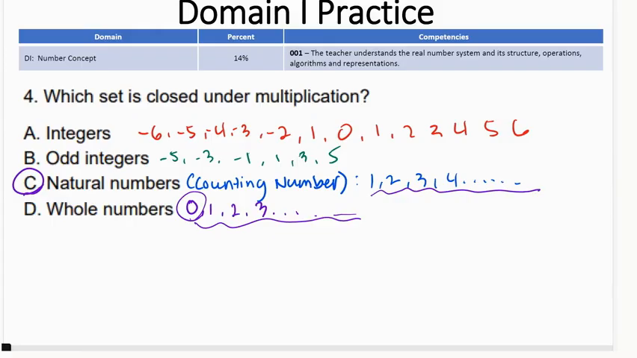If you notice, I'm not only teaching the math, I'm also teaching some theory, because this question is part of number concept.